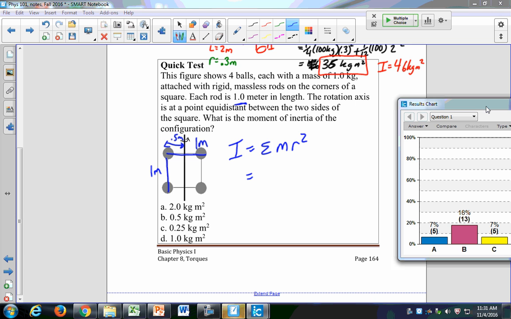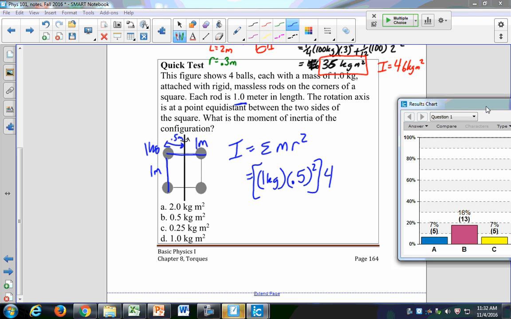And then the mass of each is 1 kilogram. So I'm going to have 1 kilogram times 0.5 squared. And since there are 4, I'm just going to multiply that times 4. I can only multiply it by 4 because all the masses are the same, and also, all the masses are the same distance from the axis of rotation.